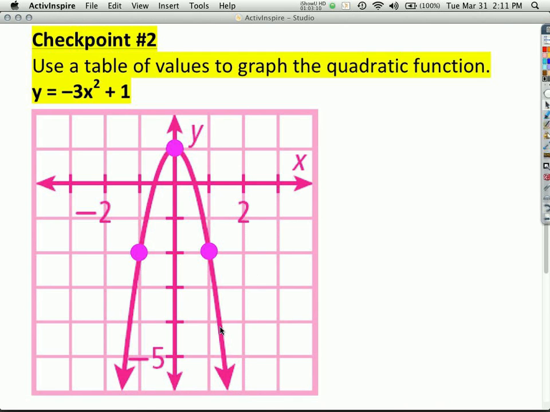Give me a thumbs up if you were successful in drawing a graph. Does anyone have any questions?